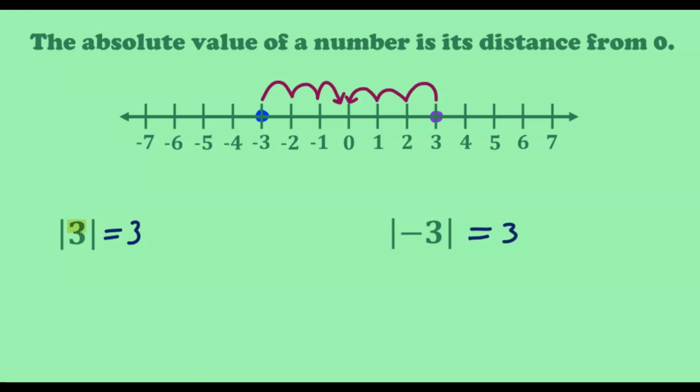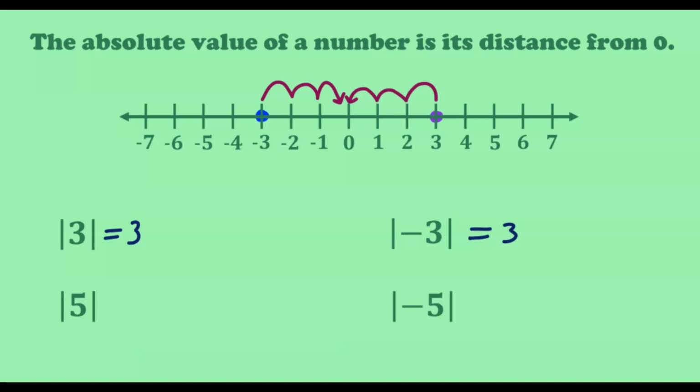So we can see that the distance of the number 3 from 0 is 3, and the distance of the number -3 from 0 is also 3. And because of that, the absolute values of both 3 and -3 will be equal to 3. So both of them have the same absolute value. Next, let us consider 2 more examples. Let us find the absolute value of the number 5 and the absolute value of the number -5.